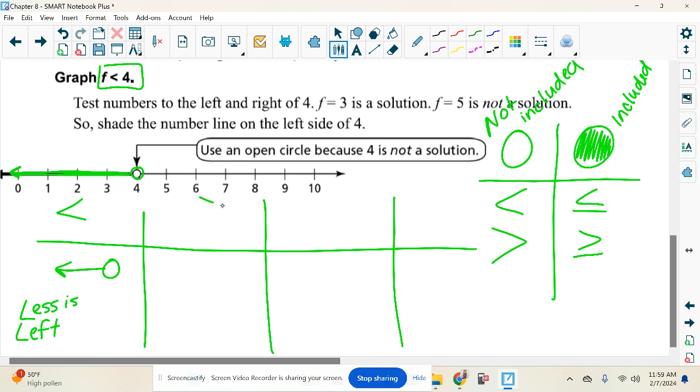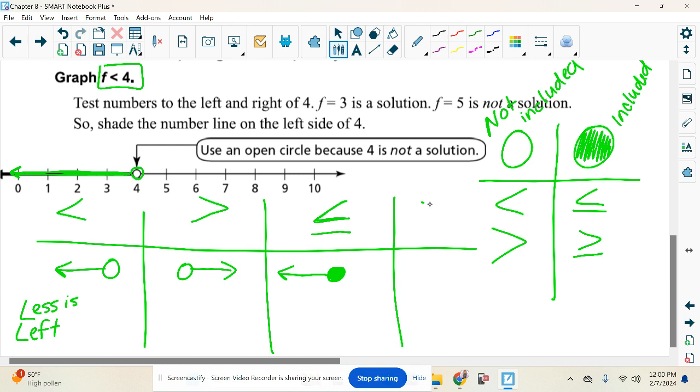So that means greater than is going to have an open circle and point to the right. If it's less than or equal to, it's going to have a closed circle. In what direction do you think it's going to point? To the left. Mm-hmm. Because it's got that less part. It's closed, pointing to the left.